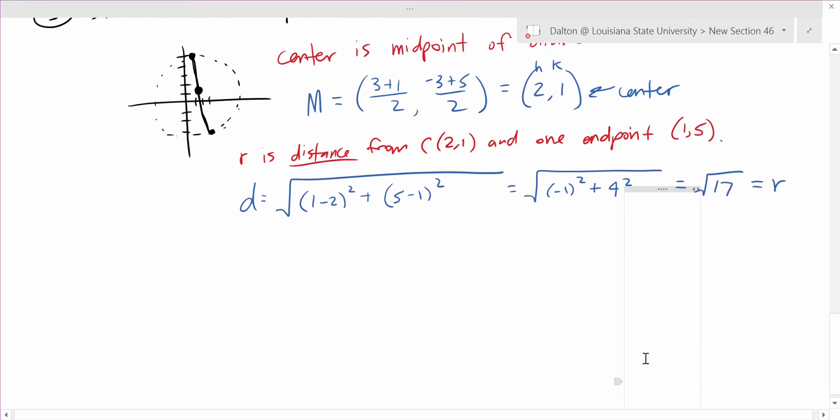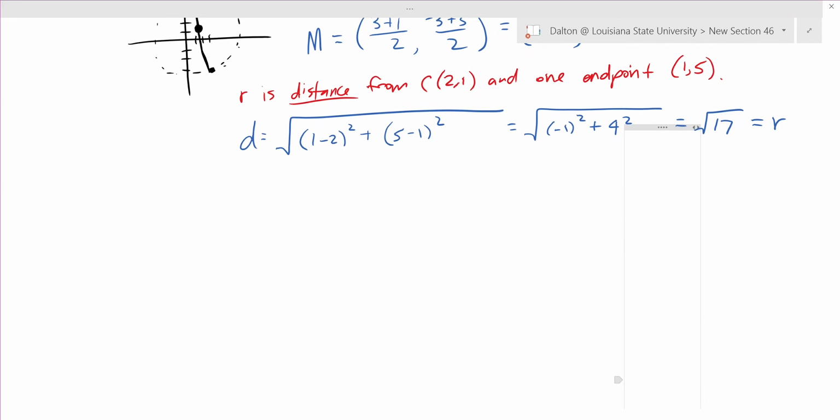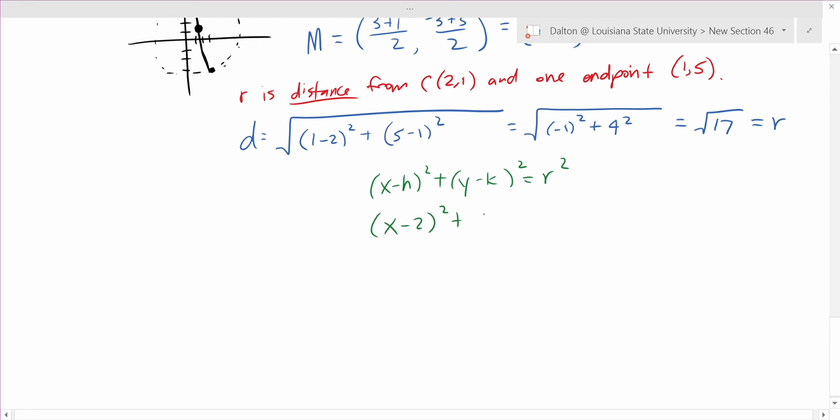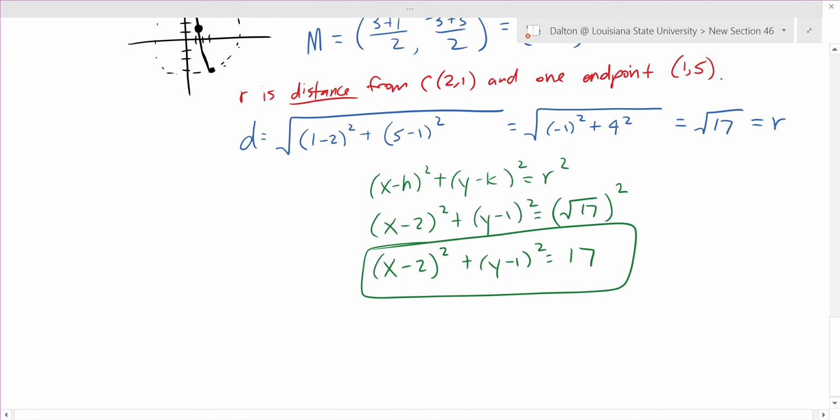If I were to write the equation of a circle, let's recall the standard form for the equation of a circle is (x minus h) squared plus (y minus k) squared is equal to r squared. We know h and k were 2 and 1, so that would be (x minus 2) squared plus (y minus 1) squared is equal to r squared. Well, if r is the square root of 17, then you're going to take the square root of 17 and square it, which essentially is just going to cancel out the radical, and then you end up with (x minus 2) squared plus (y minus 1) squared is equal to 17 as the final equation for that circle.